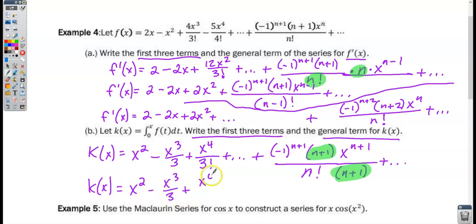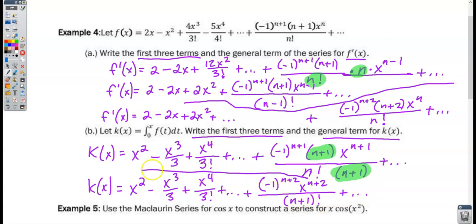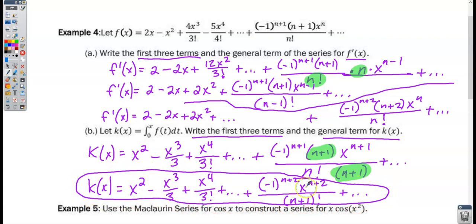And so this is going to be -1 to the n plus 2 times x to the n plus 2 all over n plus 1 factorial. And there we go. There is my first 3 terms and my general term. No matter what, when I'm doing these, I always like to justify my general term so that the first term I see in my polynomial is the 0th term.